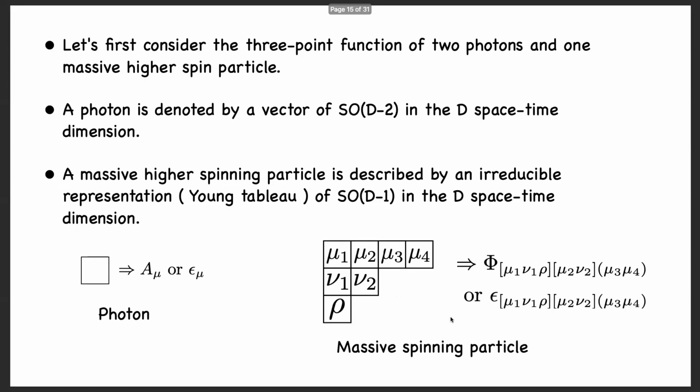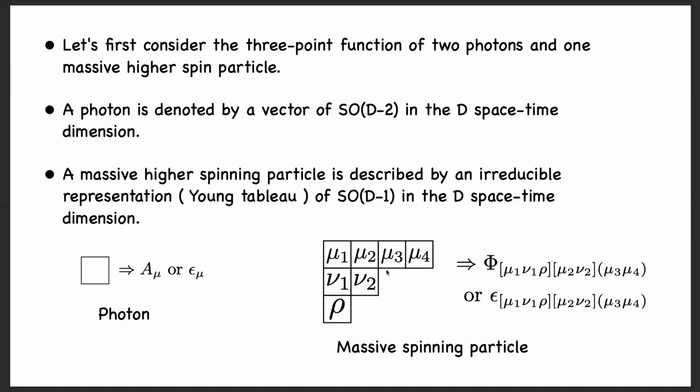Sorry, how about a massive vector? A massive vector, I mean, basically you have only mu1, and you distinguish that from the photon. Photon is a massless vector. And then how do you represent a massive one? Basically you represent it as some field, but it will transform under d minus 1, not d minus 2, in this space-time.